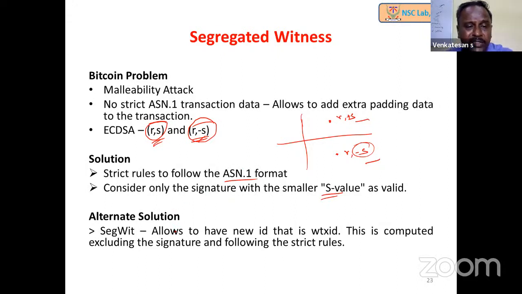And what is the alternate solution suggested is this: when we are creating the segregated witness, we can create a new ID for that. So for every transaction, there will be a transaction address. So we can create a new transaction ID, which is WTX ID. So this will be excluding the signature part. That is, the segregated witness part will not be part of this. So this is also one of the solutions to overcome the malleability attack that is getting created because of the segregated witness.